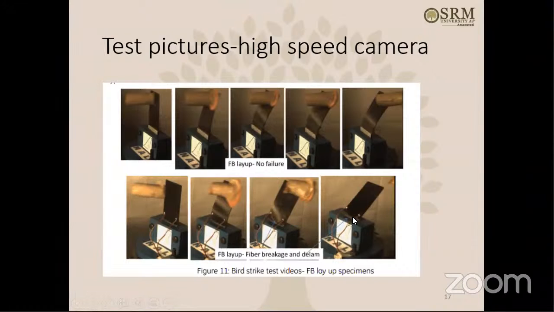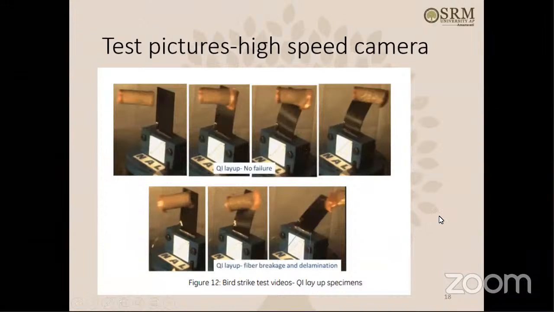The plate is bending, and fiber breakage is also here near the base of the plate. You see the fibers are breaking here, near the base of the plate. This is for the hand-made kind of layup. Then of course for the quasi-isotropic layup, up to let's say 55 meter per second, we didn't see any damage there. The birds are coming and hitting. But if you look at the velocity beyond 55 meter per second, then of course there is fiber breakage and delamination seen.